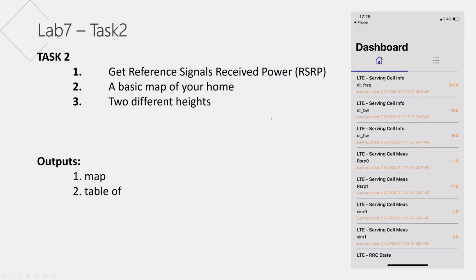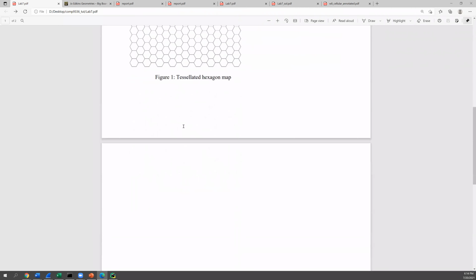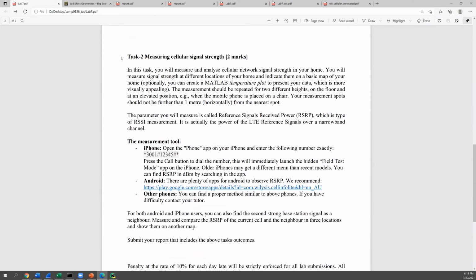Yes, no. So let's go to the second one. The second task is to collect the RSRP with your mobile phone by running the command such as this one. Do you want me to show you? Do that.